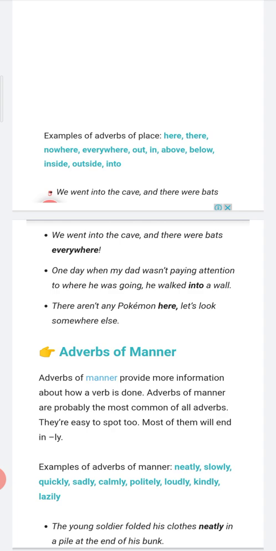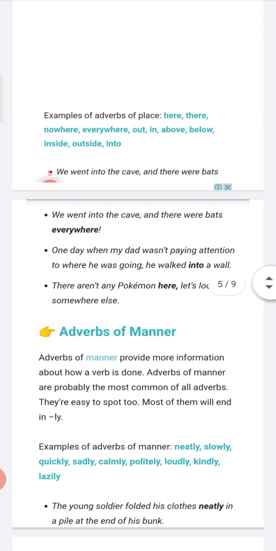Then you can say, they built a house nearby. That means they have built a house which is very close, very much nearby.